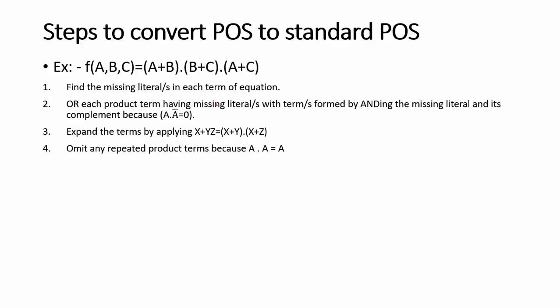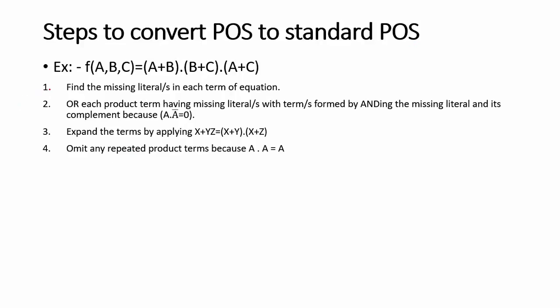So we are given a function f dependent on input variables A, B, C, and this is a simplified product of sum expression: (A or B) and (B or C) and (A or C). So these are the steps that we need to follow to convert the given product of sum expression into a standard product of sum expression, that is its canonical form.